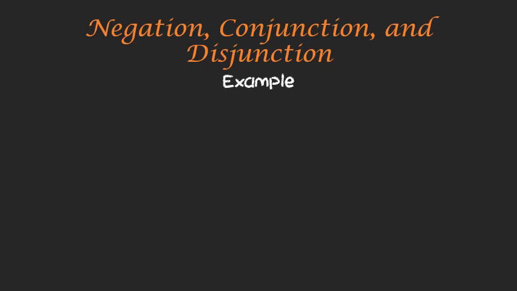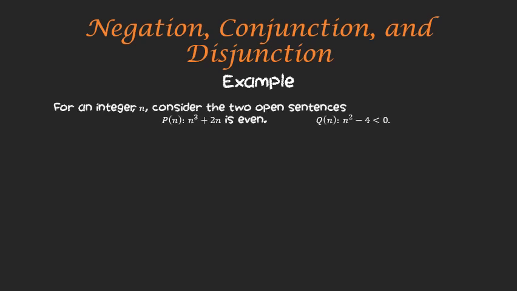All right, let's just take a look at an example of a couple open sentences and how to combine them using negation, conjunction, and disjunction. So we'll start with these two open sentences. P of n: n cubed plus 2n is even, and Q of n: n squared minus 4 is strictly less than 0. And here n is an integer, so it could be positive, it could be negative, it could be 0, but we know it's a whole number.